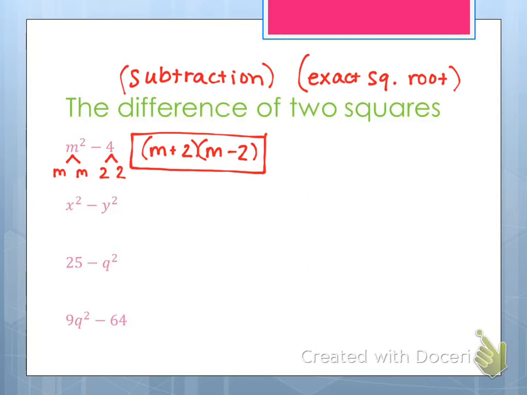So then let's look at the next one. First of all, is it a difference problem? Is it subtraction? Yes. What is the square root of x squared? X and x. What is the square root of y squared? Y and y. So, because I was able to write both of them twice, I'm going to write x plus y and x minus y, just like that.